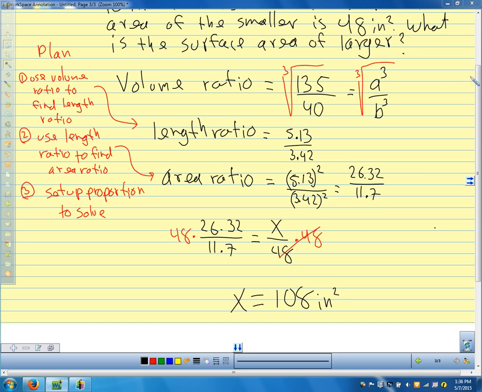What would happen if the area of my larger one was smaller than the area of the smaller one? That means you made a mistake. Better turn out larger, right? All right, questions? Questions there?